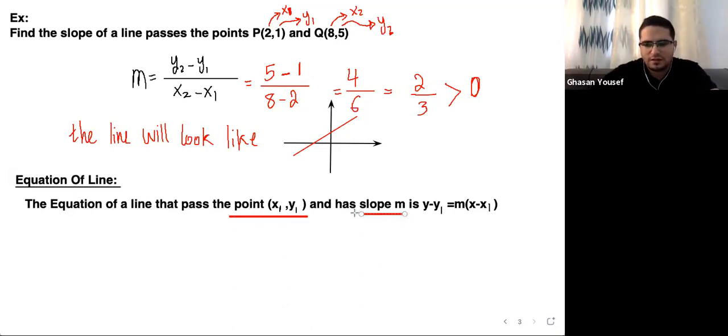For the circle, we talked about the circle last time. I need two important things to find the equation of the circle: the center and the radius. But for the line, I need two important things. The first one is the point, any point such that the line passes this point, and also we need the slope of the line. Then we plug inside this formula: y minus y1 equals m times x minus x1.